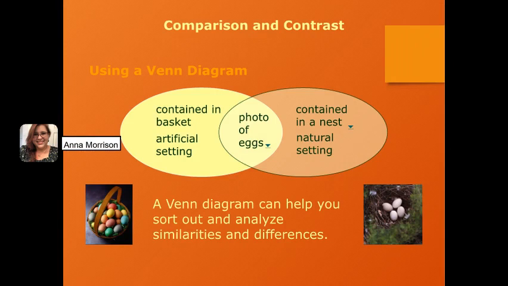In your pre-writing, maybe you used a Venn diagram. And so here you can see how we've got both of our photos of eggs. And we notice that in the middle, they're similar because they're both photos of eggs. One is contained in a basket, one is contained in a nest, one has an artificial setting, and one has a natural setting.